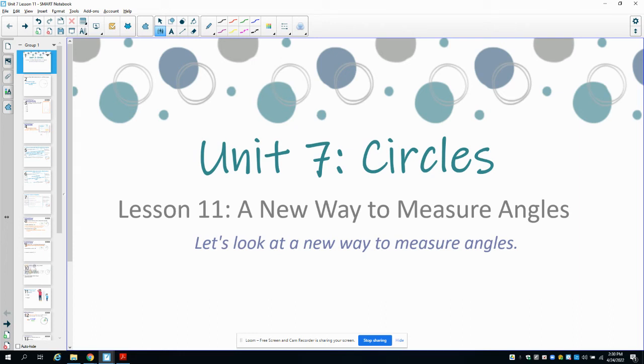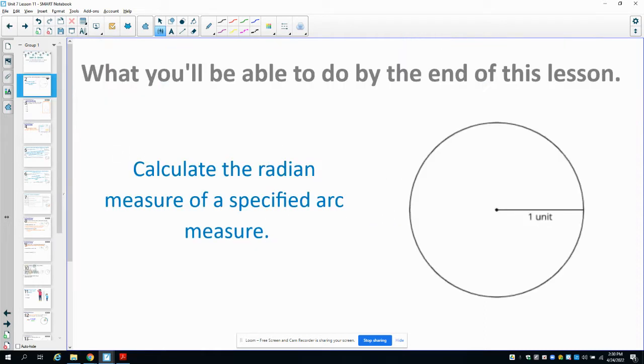In this video, we are going to take a look at Unit 7, Lesson 11, and it is a new way to measure angles. What you're going to be able to do by the end of this lesson, hopefully, is calculate the radian measure of a central angle for a specific arc measure. So we're going to give you a specific arc measure, angle measure, and I would like for you to be able to calculate the radian measure.